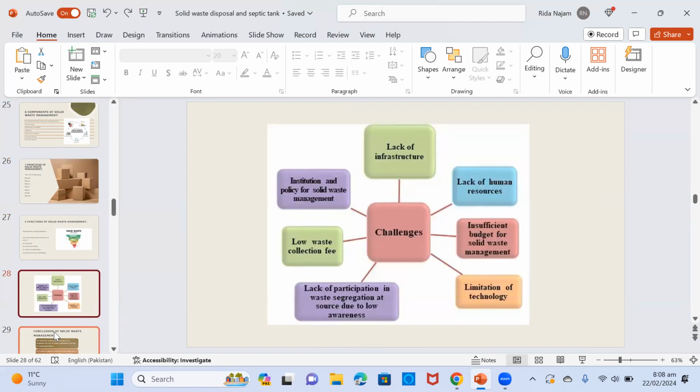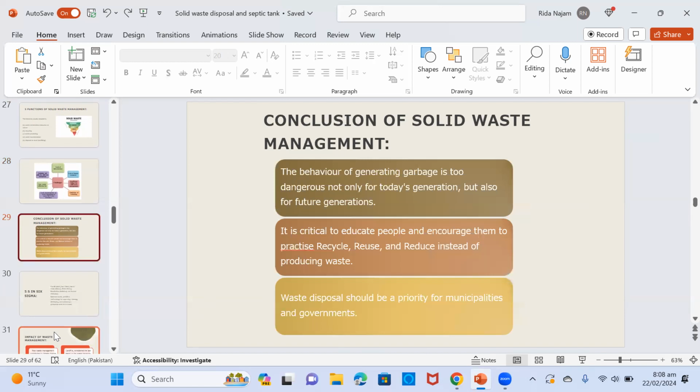The challenges that are faced in this process include: number 1, lack of infrastructure; number 2, lack of human resources; 3, insufficient budget for solid waste management; 4, limitations of technology; 5, lack of participation in the waste segregation at source due to low awareness; 7, low waste collection fee; and 8, institution and policy for solid waste management is lacking.